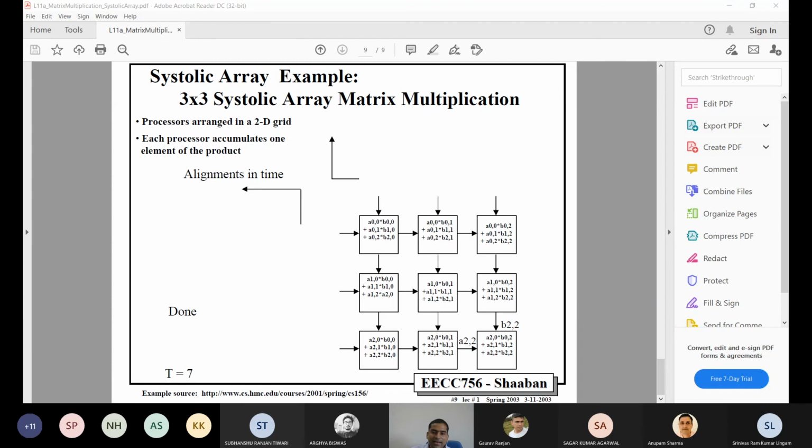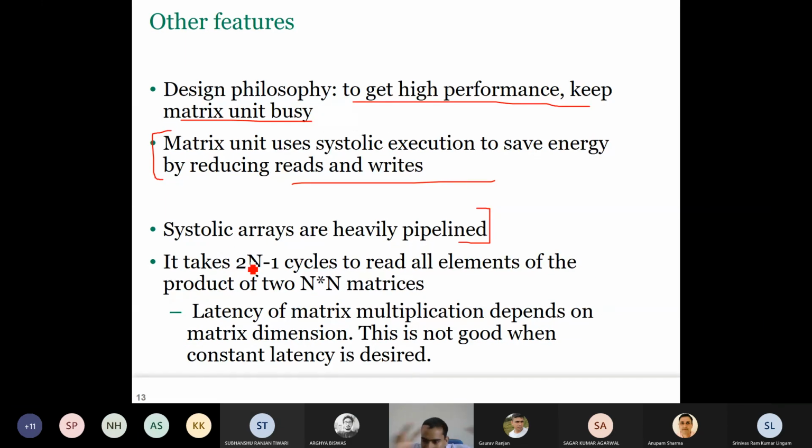The whole idea is that each PE will not directly give the output either. It will only give the output to the next PE, so it moves one by one. All the movements are local, not very far movement. It takes so many cycles to read, but of course the total computation takes more than 2n minus 1. I mean just how many cycles it takes to produce the outputs, from the first output being generated to the last output being generated, that is 2n minus 1. That's why the latency of matrix multiplication depends on the matrix dimension, which is not good if you need constant latency.